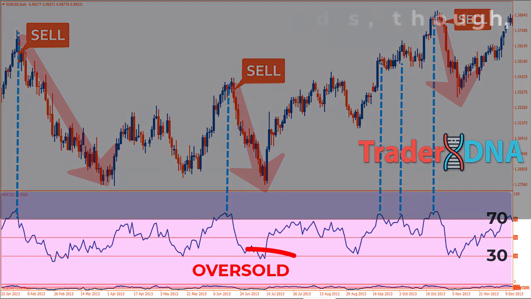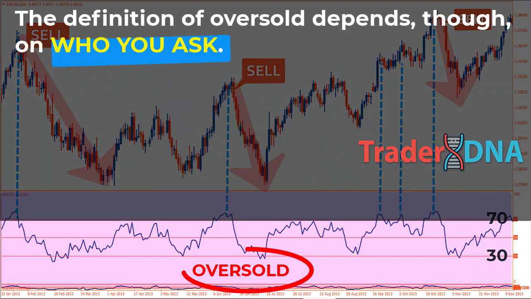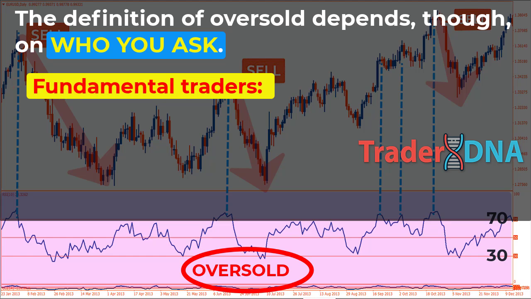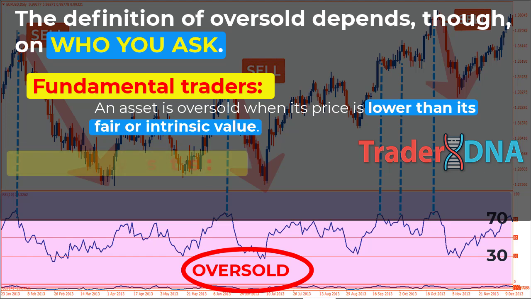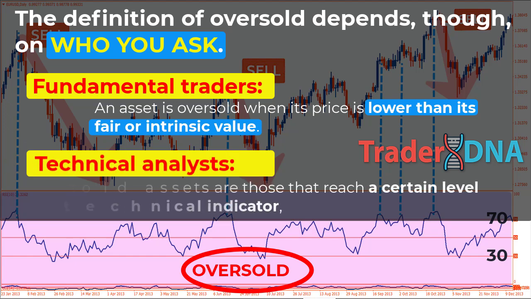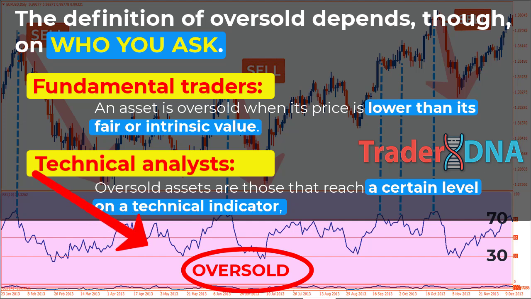The definition of oversold depends, though, on who you ask. Fundamental traders believe that an asset is oversold when its price is lower than its fair or intrinsic value. Therefore, they trade lower than their perceived worth. Technical analysts believe oversold assets are those that reach a certain level on a technical indicator, focusing on price and historical data, rather than the asset's value.